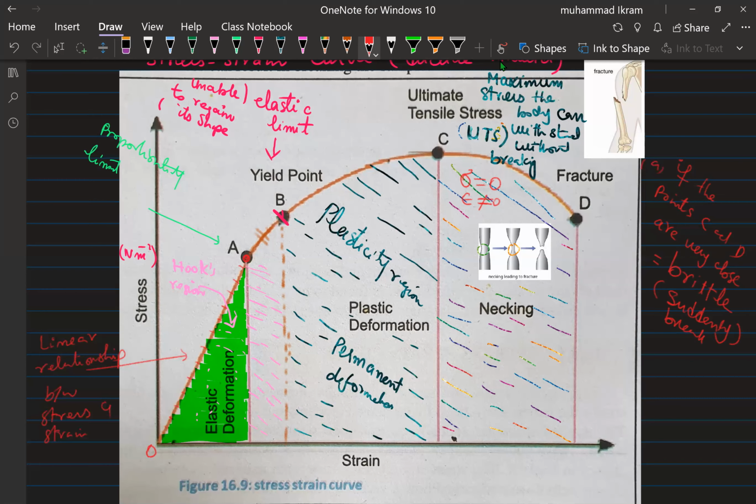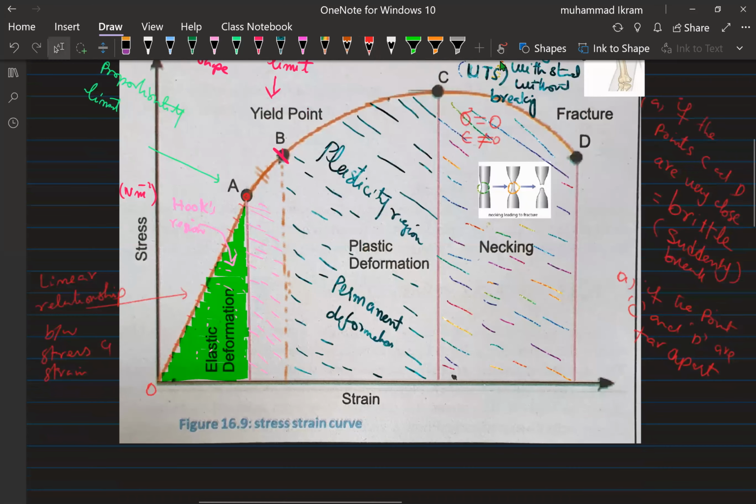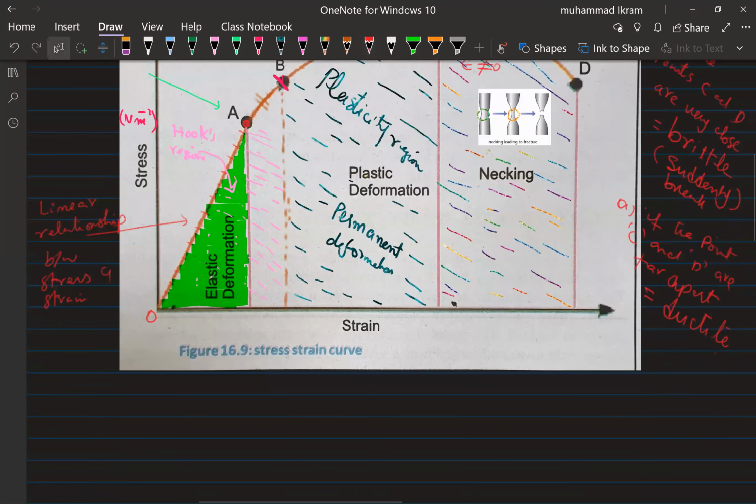If the points C and D are far apart on the graph, as you see here in the case of the ductile material, then what will happen? The body will develop necking and the material is said to be ductile material. That is, it will start elongating, an increase in the length as you see here. Such materials are said to be ductile and they can easily be drawn into threads. For example, gold is the best example. It is so ductile that if you have 1 ton of gold, you can draw it into threads which can cover the distance between the moon and the earth.